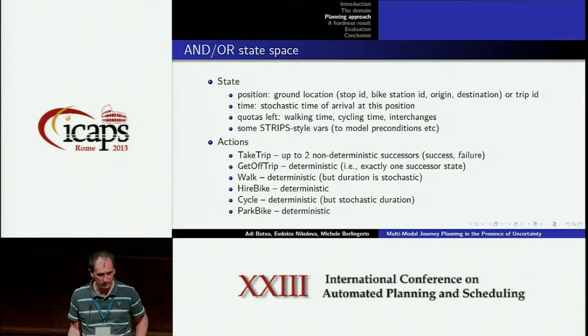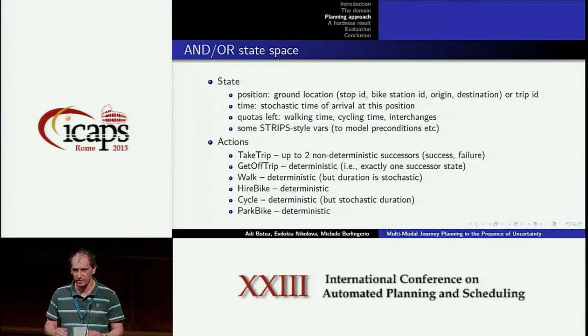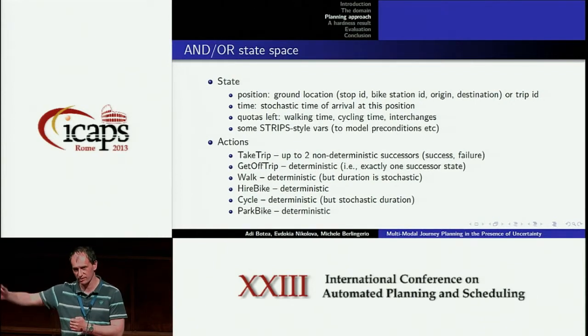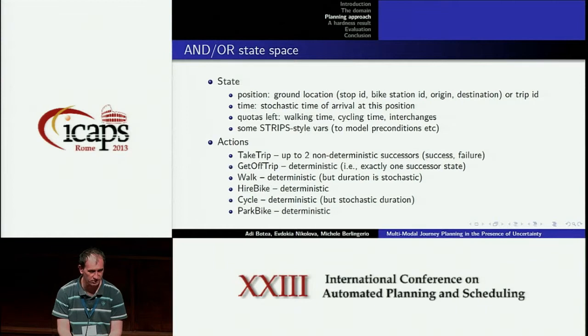Right, that was my quick introduction of the domain, and the next step would be to build a state space based on that domain, such that later on we can search through it to compute a journey plan. What are states here? A state has a number of basic variables and also some additional auxiliary variables. I will talk in particular about the main ones.